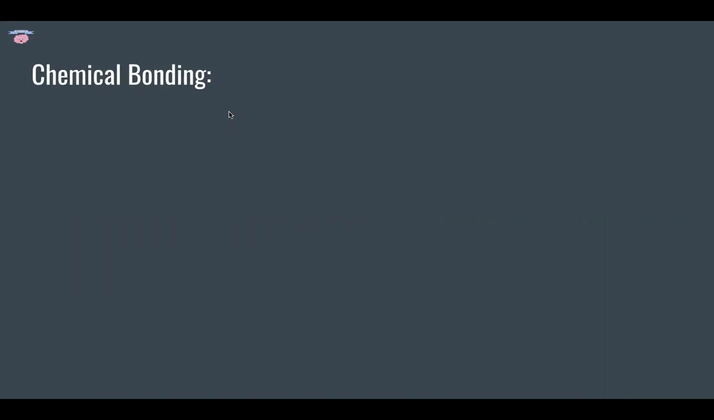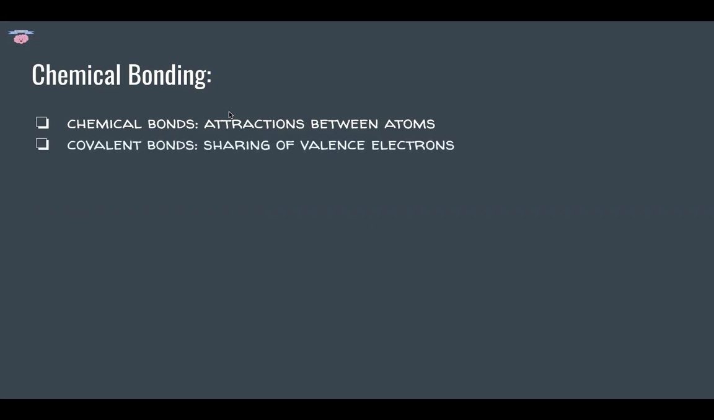Now we get into bonding. Still to do with electrons, but not directly. Chemical bonds are attractions between atoms, and like I said, this is mainly because of electrons. Covalent bonds are the first type of bond, and it's the sharing of valence electrons. So it's not just a give or take, it's sharing.